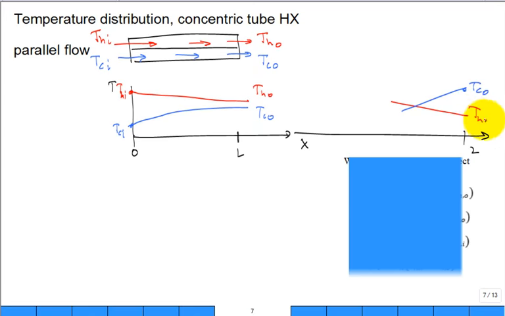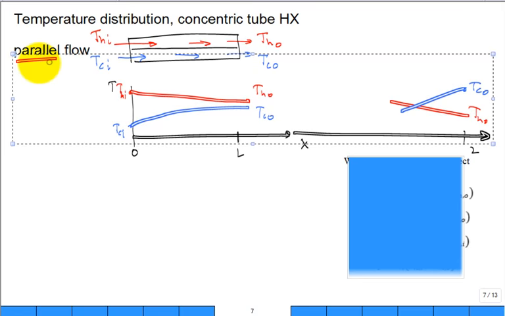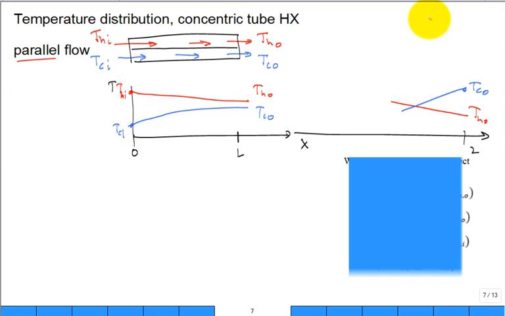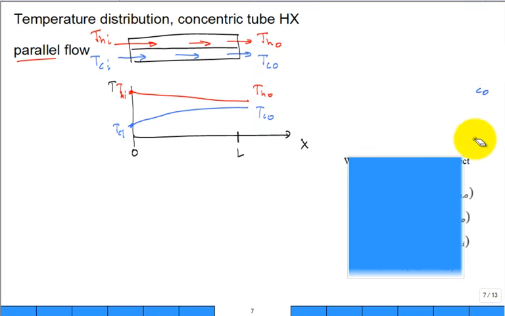Temperature hot out could be lower. Not in a parallel flow heat exchanger. If you went counterflow, you would. Counterflow is more common, but it's parallel flow that we just start with. All right. So we're going to work with focusing on a little dx.